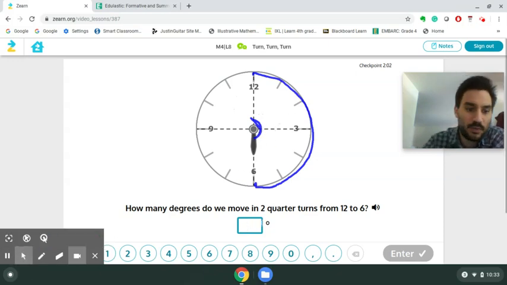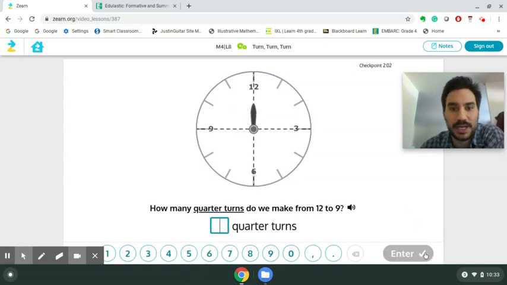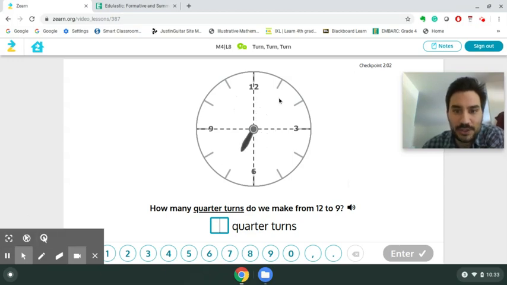If you said 180, you are correct. And we learned that a few lessons ago, right? A straight line has an angle measurement of 180 degrees, or half of what a full circle would be, a 360-degree circle. Nice job. How many quarter turns did we make from 12 to 9?